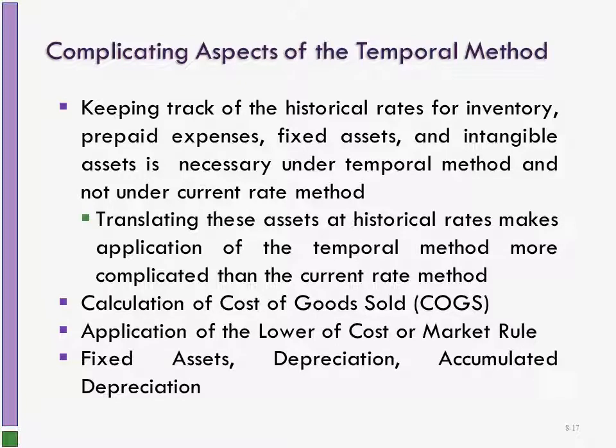The complicating aspects of the temporal method: keeping track of historical rates of inventory, prepaid expenses, fixed assets, and intangible assets is necessary under the temporal method and not under the current rate method, as translating these assets at historical rates makes application of the temporal method more complicated than the current rate method. Also, we have complications with regard to cost of goods sold, with the application of the lower of cost or market rule, fixed assets, and depreciation and accumulated depreciation.